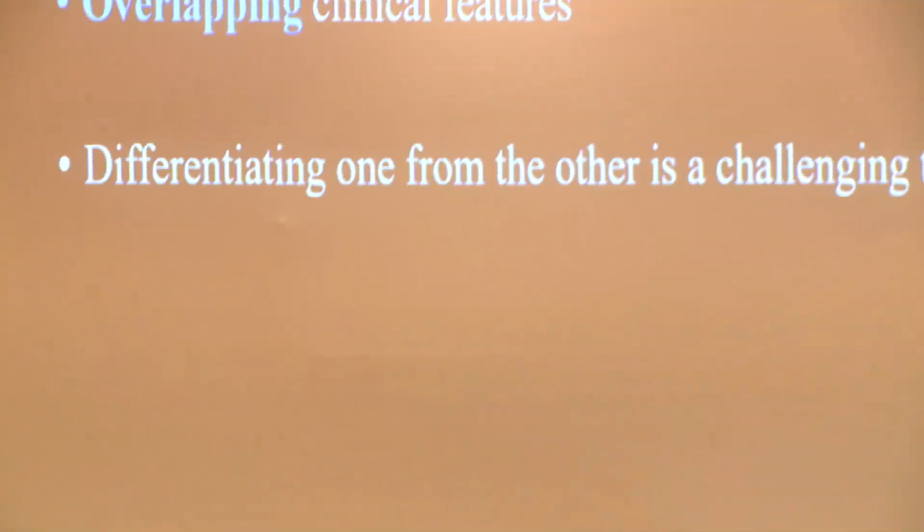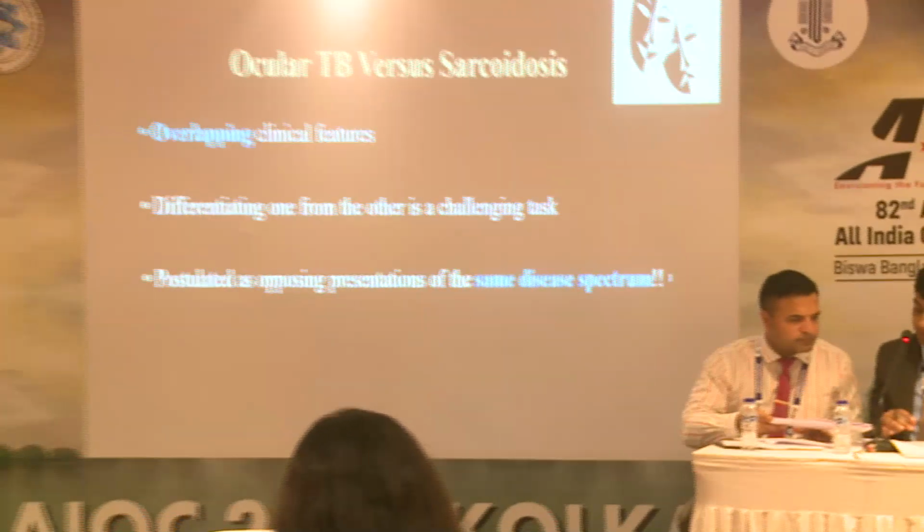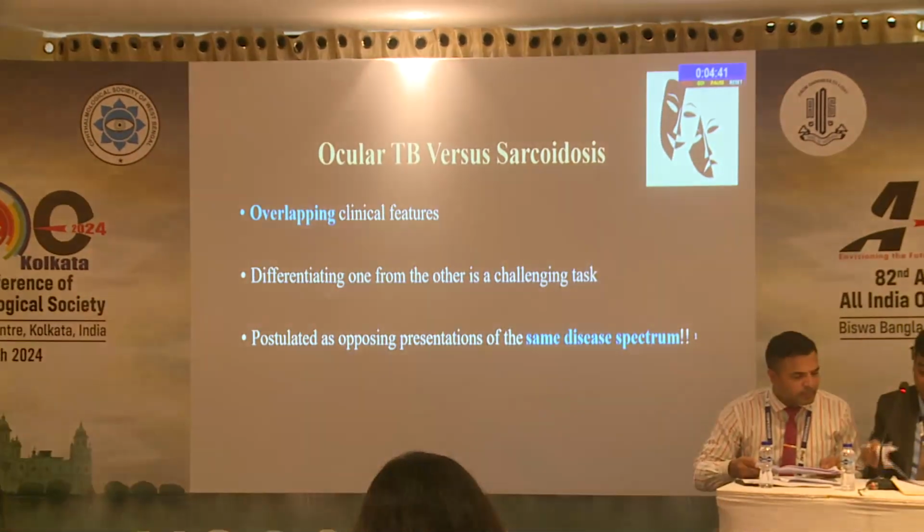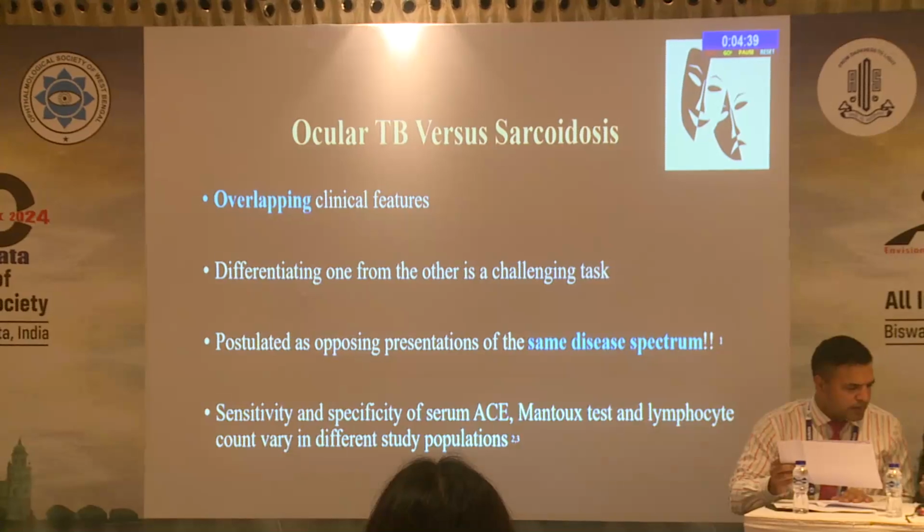Good afternoon, everyone. I'll be presenting on the sarcoidosis-tuberculosis conundrum, and the role of serum ACE, MAN2, and lymphocyte count. Ocular TB and sarcoidosis are two diseases with overlapping clinical features, and differentiating one from the other is a challenging task. They are even postulated as opposing presentations of the same disease spectrum.